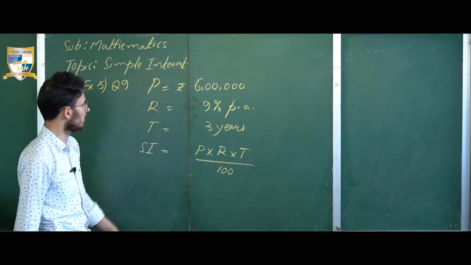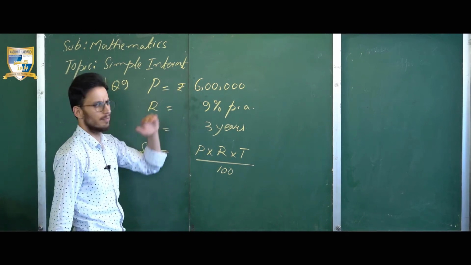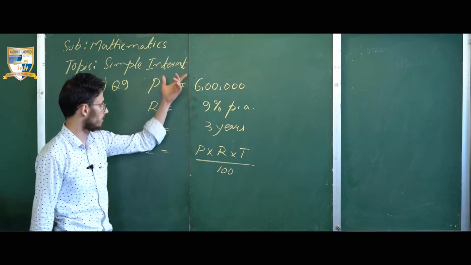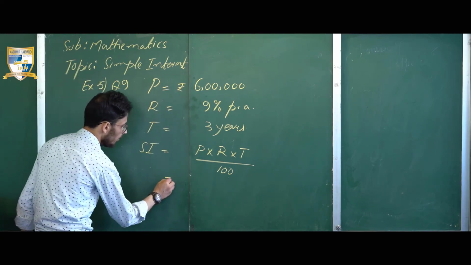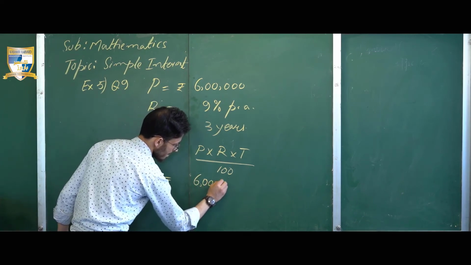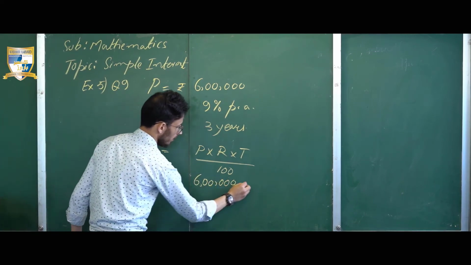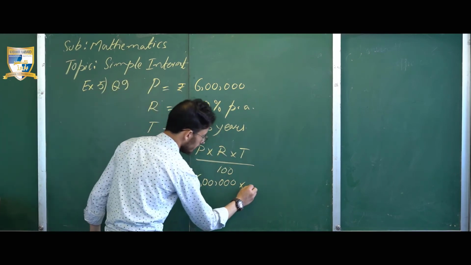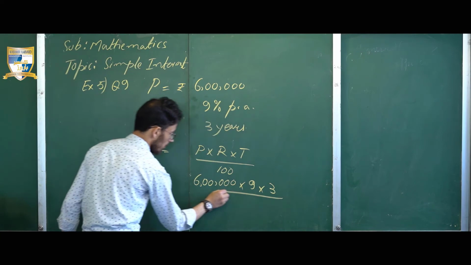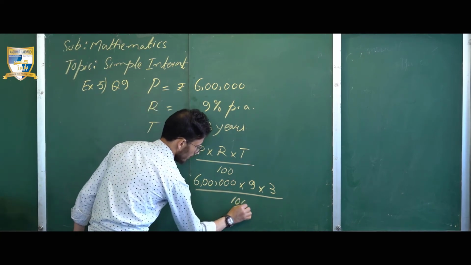If amount was given, we would have to subtract the principal from it. But amount is not given, so we are going to use this formula to find the simple interest, which is equivalent to P, which is 6 lakh, or principal. Rate is equivalent to 9 and time is equivalent to 3, upon 100.